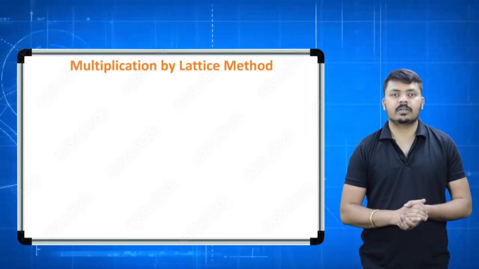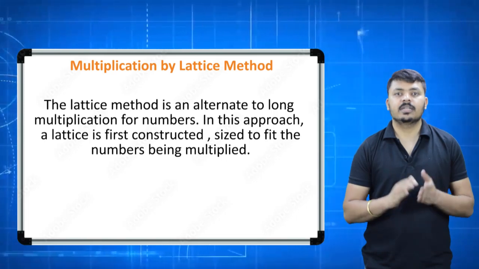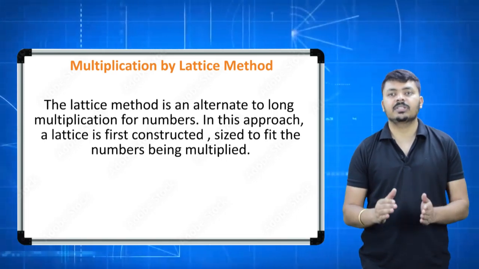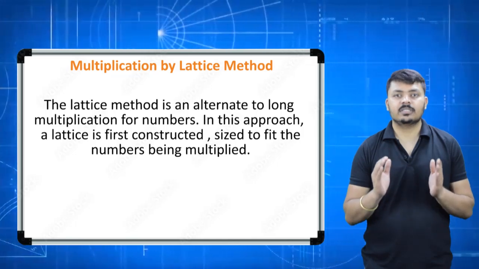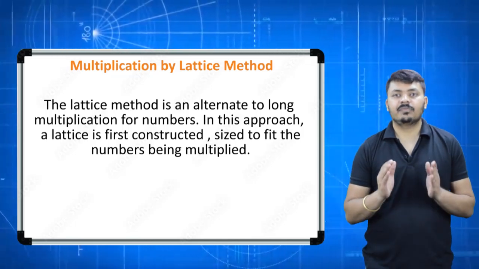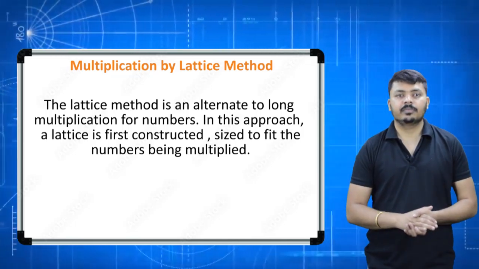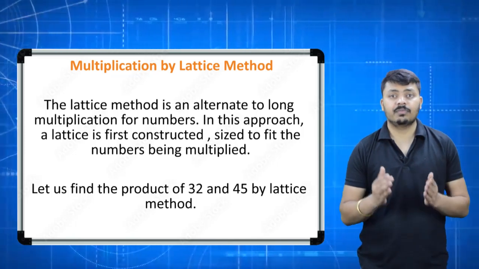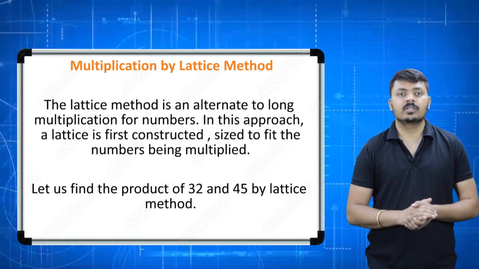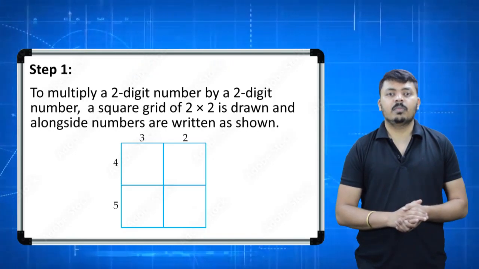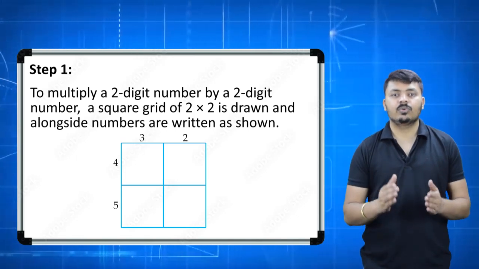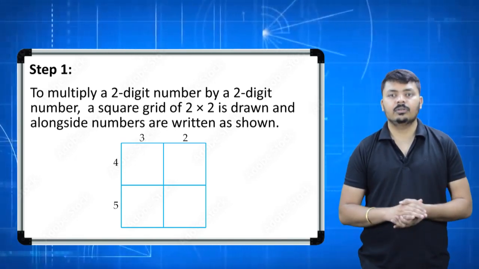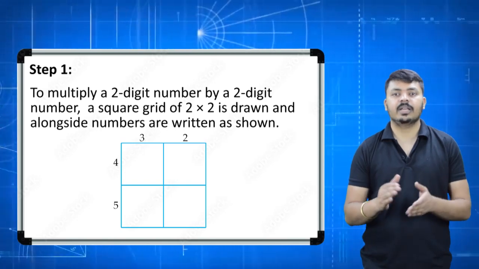Multiplication by lattice method. The lattice method is an alternate to long multiplication of numbers. In this approach, a lattice is first constructed sized to fit the numbers being multiplied. Let us find the product of 32 and 45 by lattice method. Step 1. To multiply a 2-digit number by a 2-digit number, a square grid of 2 into 2 is drawn, and alongside numbers are written as shown.